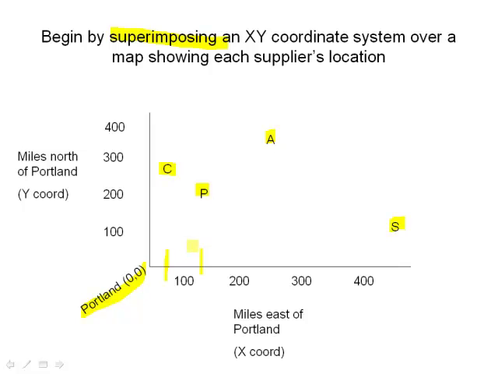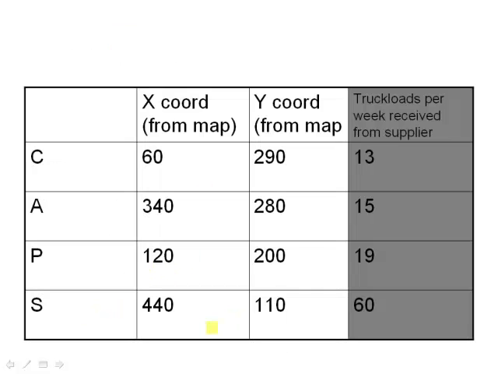So we can estimate an XY location for each one of these suppliers. So again, for C it would be about 50 on the X coordinate and about 275 on the Y coordinate. We can do the same thing for each of the other suppliers. So I've just simply captured that information on the table here. I've put in the X coordinate for each supplier and the Y coordinate for each supplier. And the other thing that I've put in is the anticipated truckload volume. This is the anticipated number of truckloads we're going to need from supplier C, and so on.